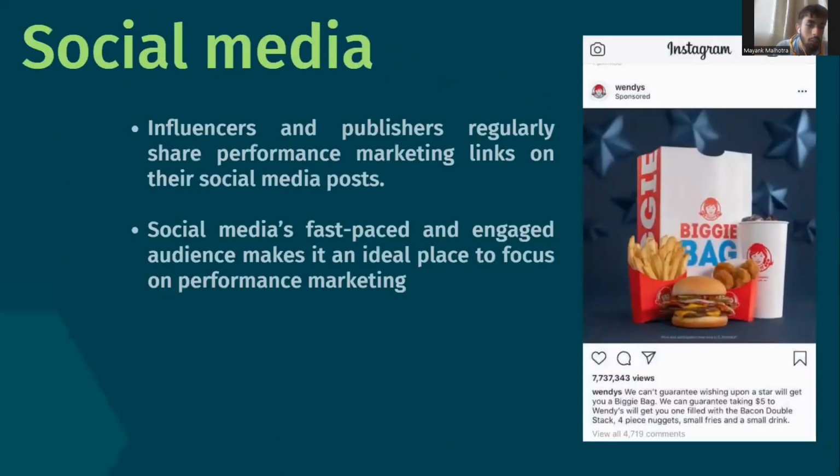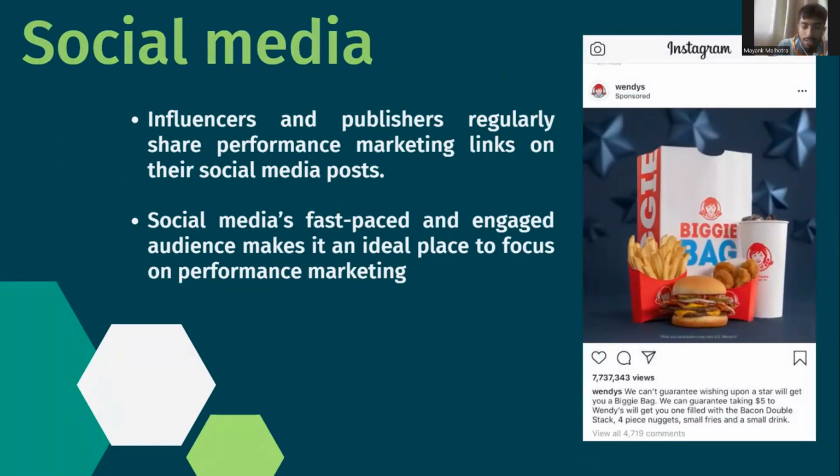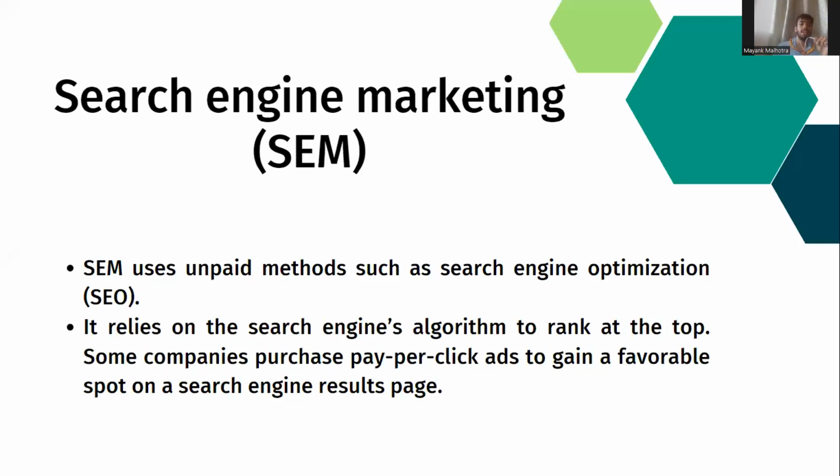Moving on, social media. As you may have seen, there are various advertisements on social media such as Instagram, Facebook, Twitter, etc. Next is search engine marketing, also called SEM. SEM uses unpaid methods such as search engine optimization. It relies on search engine algorithms to rank at the top. Some companies purchase pay-per-click ads to gain a favorable spot on a search engine results page.